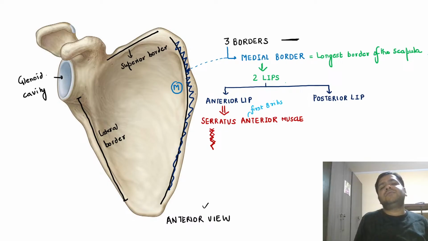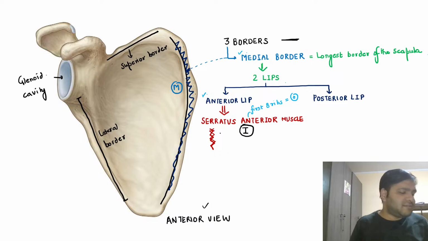The first 8 ribs, first, second, third, fourth, fifth, sixth, seventh, eighth, it originates from the first 8 ribs. It originates from the first 8 ribs and it inserts into the anterior lip of the medial border of the scapula. So serratus anterior muscle, over here in scapula it is insertion. In scapula it is insertion.